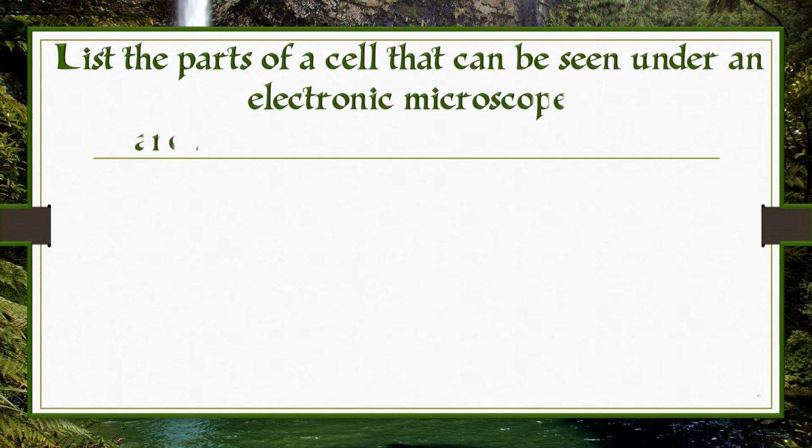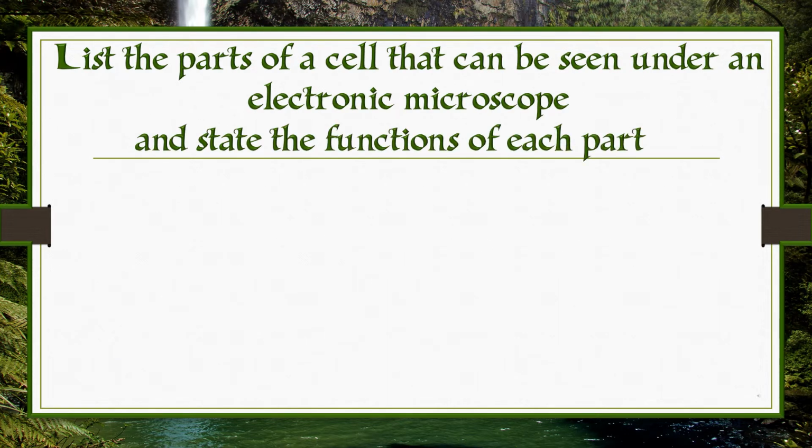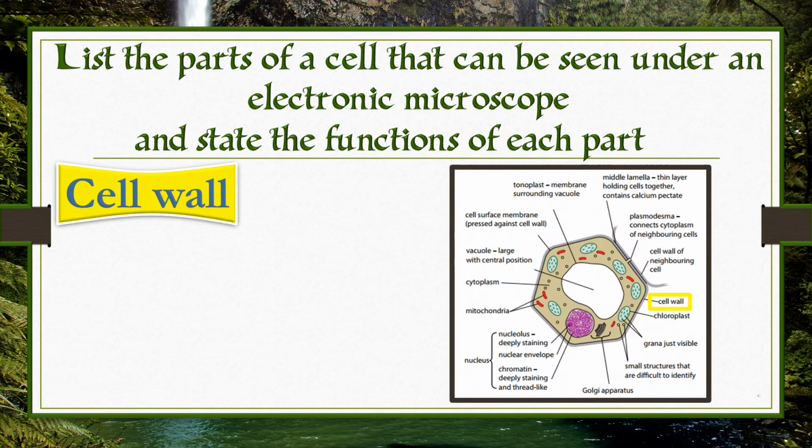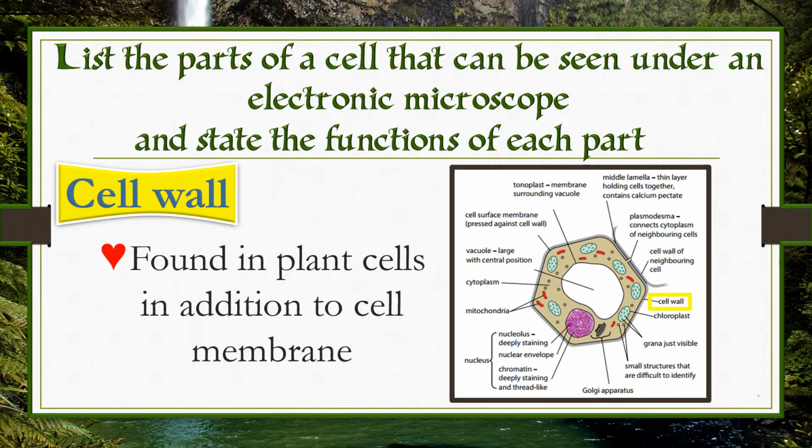List the parts of a cell that can be seen under an electron microscope and state the functions of each part. We shall start with the cell wall. The cell wall is found in plant cells in addition to the cell membrane.